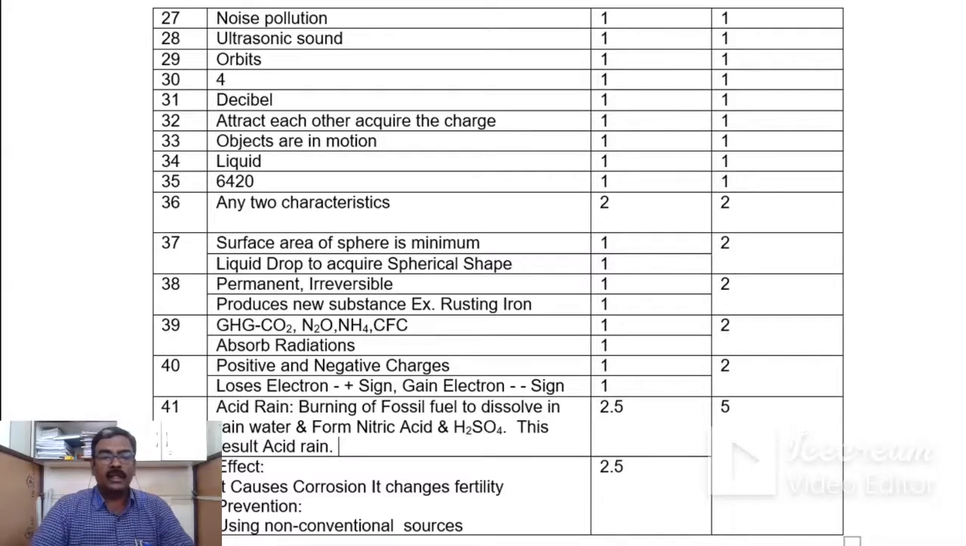In the case of question 41, if you see after 37, 36 also, if we are having any 2 characteristics, 2 marks. Each characteristic has 1 mark. Similarly, for 37, we must mention in the answer key, surface area of the sphere is minimum. If students write like that, we must give 1 mark. Liquid drop of accurate spherical shape, we must give 1 mark. Totally 2 marks. So just like that, we must prepare the answer key, then the correction will be even for all the students.